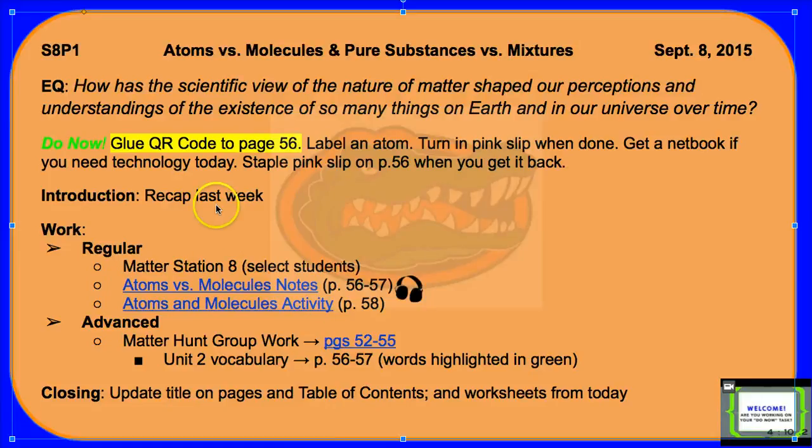Once you come in, we're going to be working on page 56. You'll glue your QR code down, and I'm going to give you a pink slip where you have to label the atom. And then once you complete that, you'll turn it in, and I will grade it and give it back to you. This grade is not going to go in the grade book, but it gives you a quick snapshot on your level of preparedness for next week's quiz on the same topic.